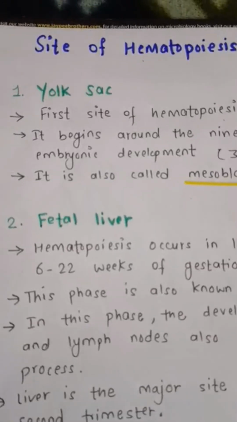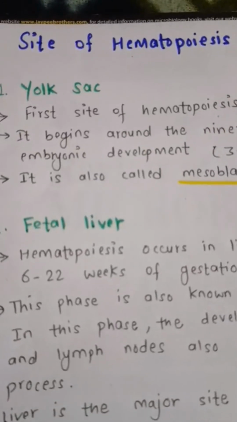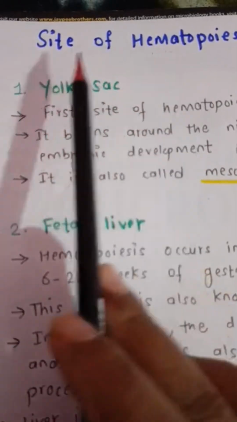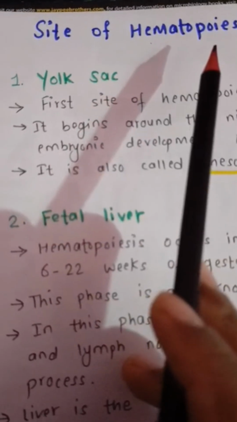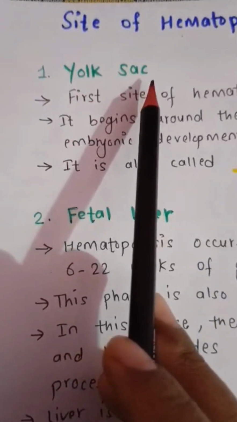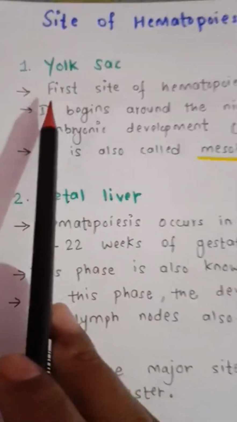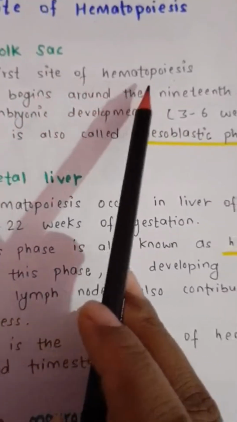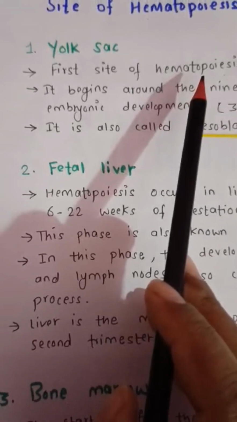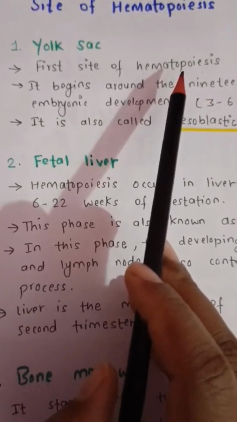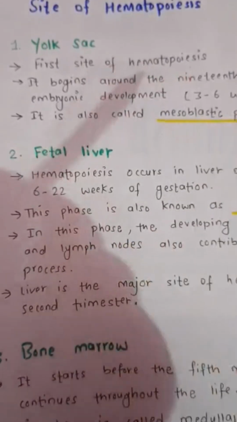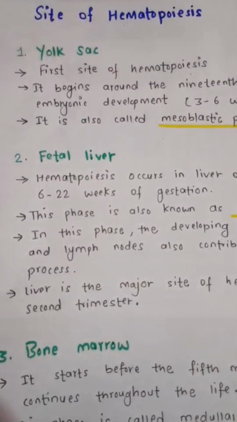Now let's move forward to the sites of hematopoiesis. What are the sites of hematopoiesis? From which site does hematopoiesis occur? Okay, so in the very beginning we have the yolk sac. The yolk sac is the first site of hematopoiesis. During pregnancy, when the embryo is formed, the yolk sac is the first site from where hematopoiesis starts.